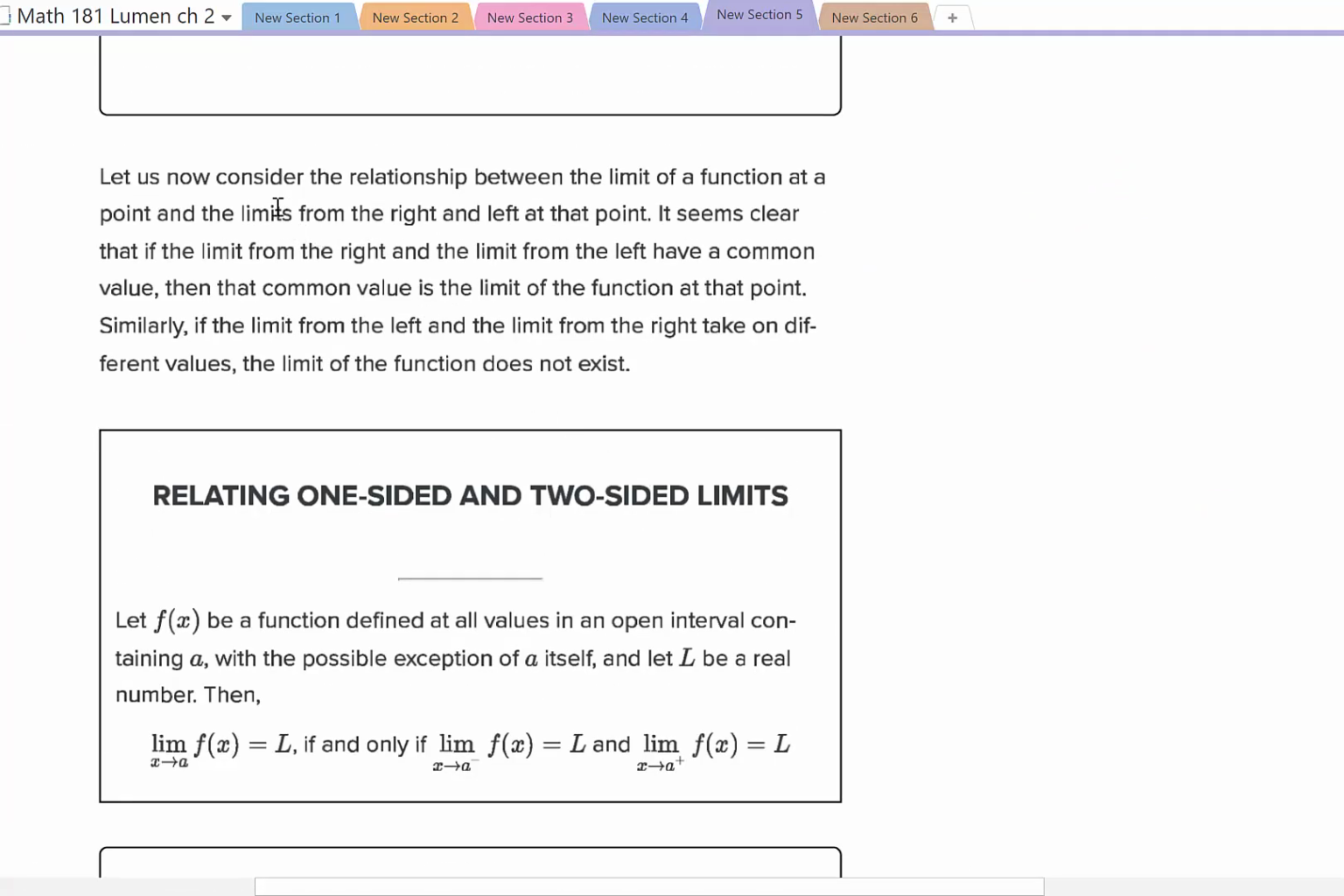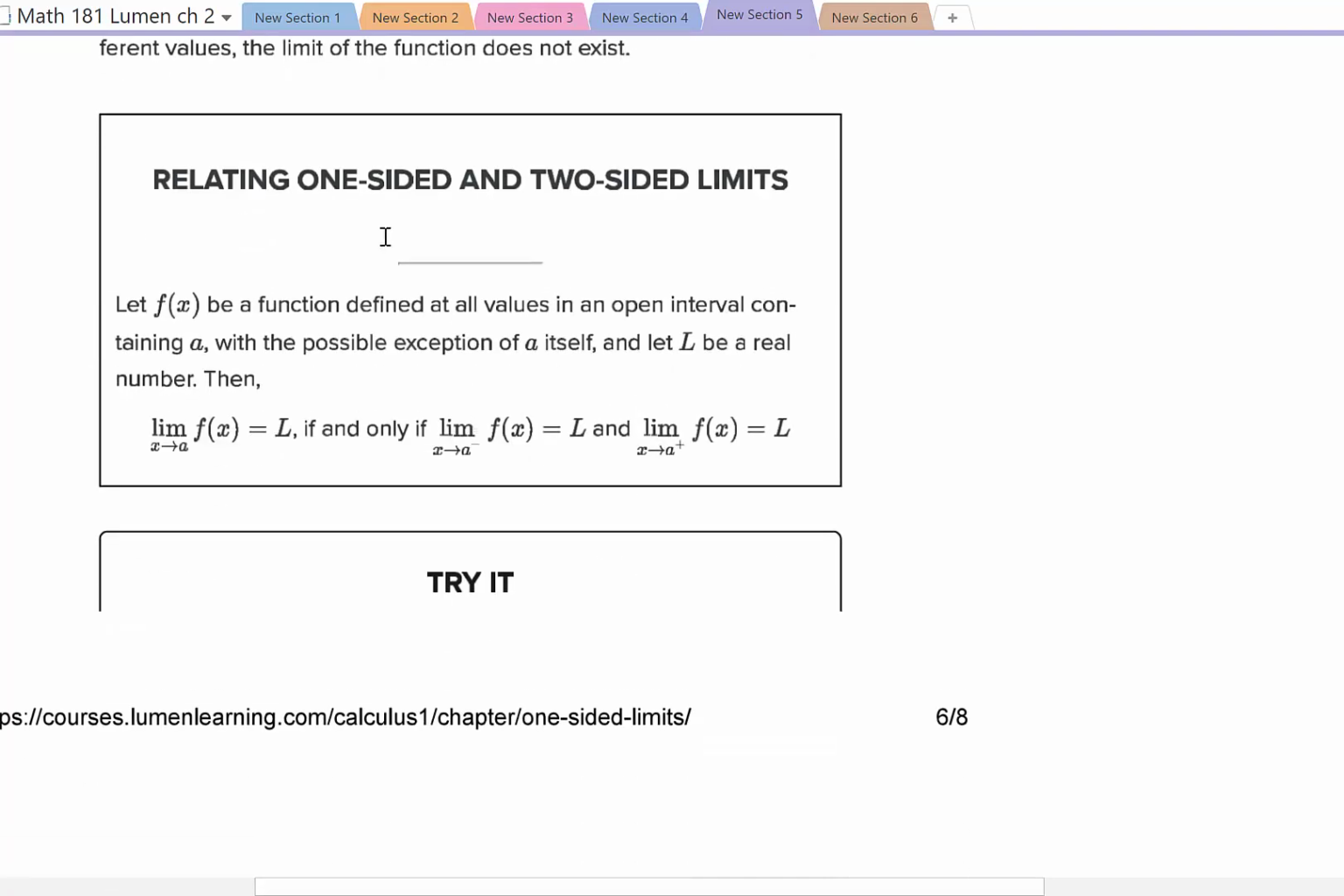So now let us consider the relationship between the limit of a function at a point, and the limits from the right and left sides of that point. It seems clear that if the limit from the right and the limit from the left have a common value, then that common value is going to be the limit of the function at the point, which is true. Similarly, if the limit from the left and the right take on different values, the limit does not exist. So this gives us a relation between one-sided and two-sided limits.